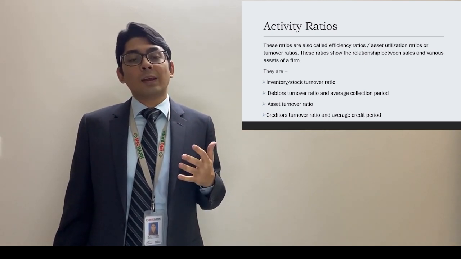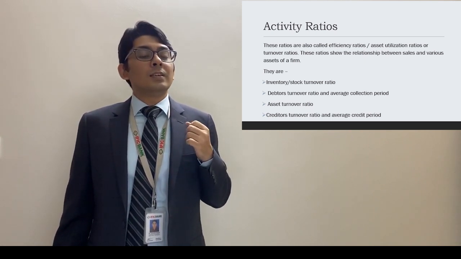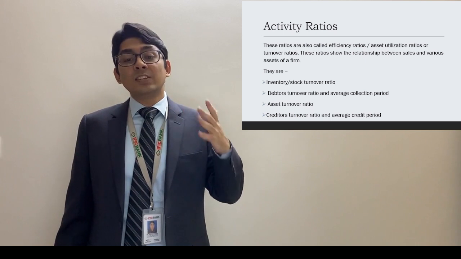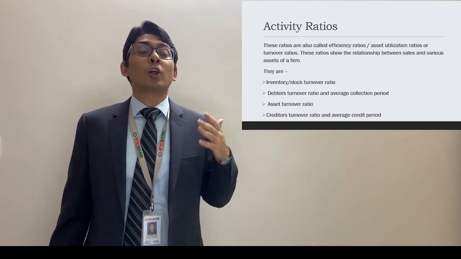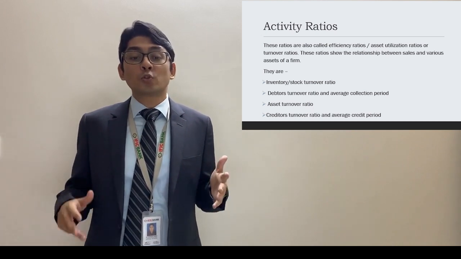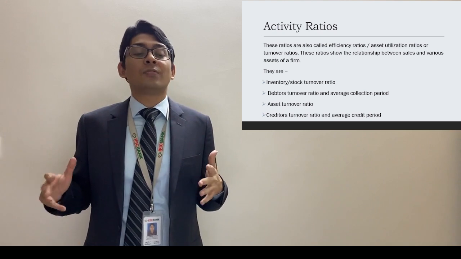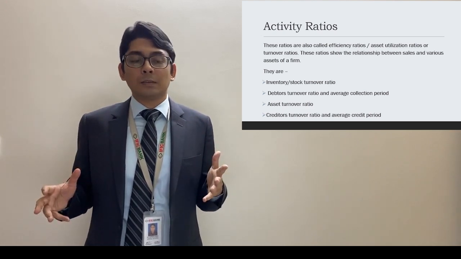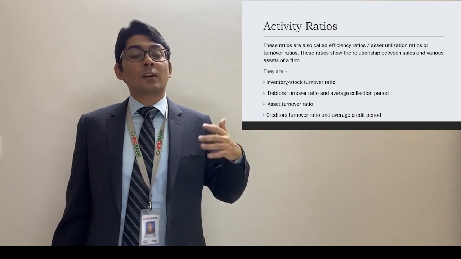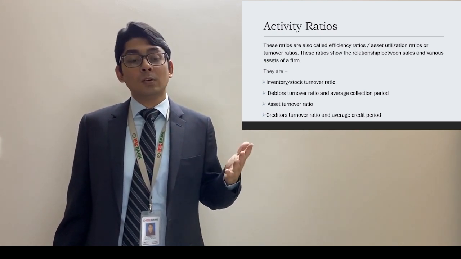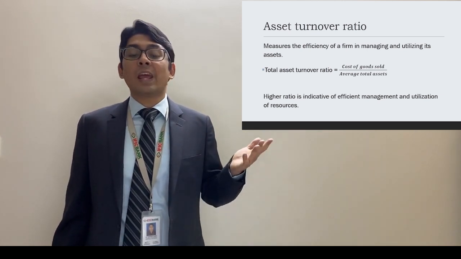Next we will be talking about activity ratios. These ratios are also called efficiency ratios or asset utilization ratios or turnover ratios. These ratios show the relationship between sales and various assets of a firm. They are inventory or stock turnover ratio, debtors turnover ratio and average collection period, asset turnover ratio, creditors turnover ratio and average credit period.